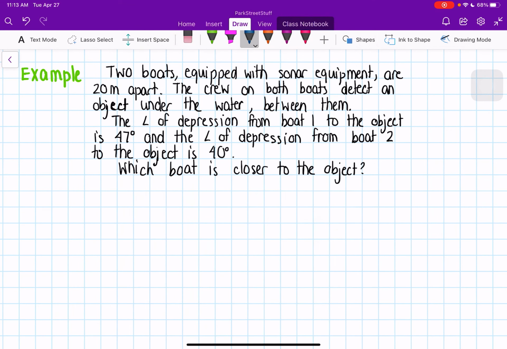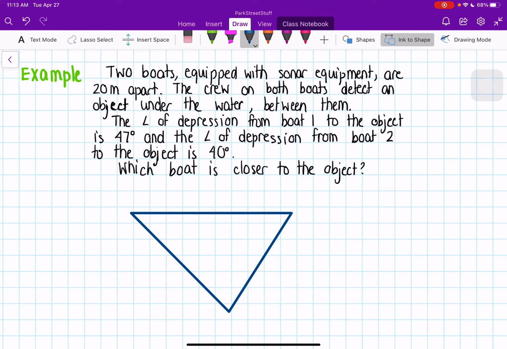It says two boats that are equipped with sonar equipment are 20 meters apart. The crew on both boats detect an object under the water between them. So let's look at that part. We're going to have two boats and an object between them. That's going to create the triangle. And remember, it doesn't matter how you draw it, as long as you draw a triangle. It doesn't matter what the dimensions are, because we're not drawing anything to scale.